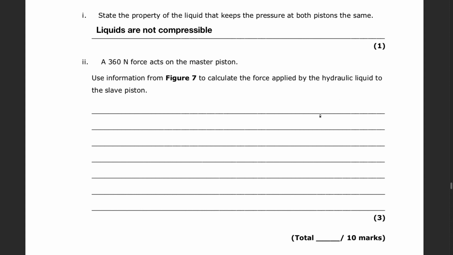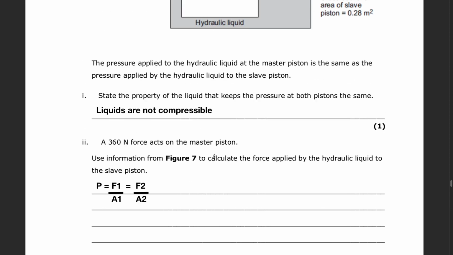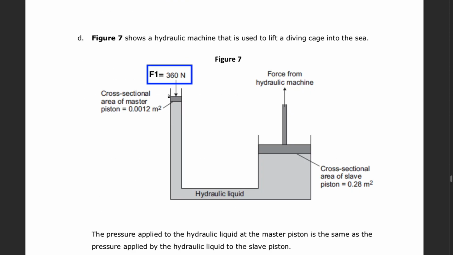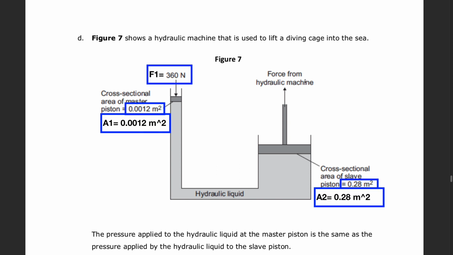So in this case, even though this is regarding pressure in liquids, you have to keep in mind that this is about hydraulics. And whenever we have hydraulics, we have to use the equation pressure is going to be equal to force 1 divided by area 1, which also has to be equal to force 2 divided by area 2. Now if we go back to view the diagram, we have force 1, which is 360 newtons, we have area 1, and we have area 2. However, we do not have force 2, which is what we have to find.